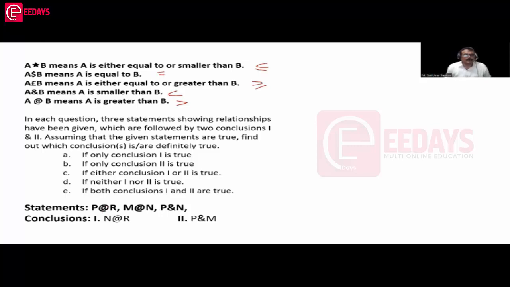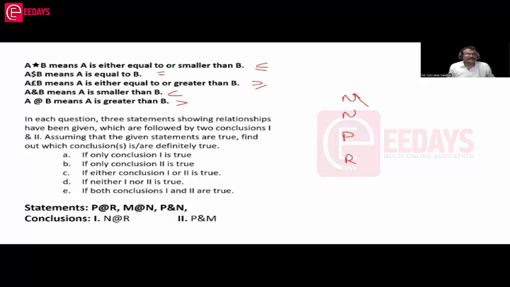P at the rate R, P is greater than R. It's not Q, it's greater than R. Next, P and N. P is less than N. Next, M at the rate N. M is greater than N. It is simple.